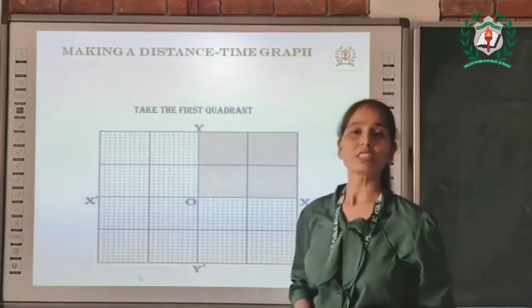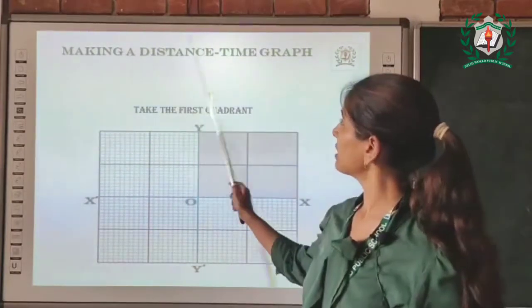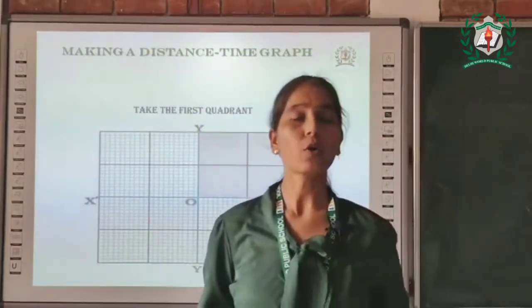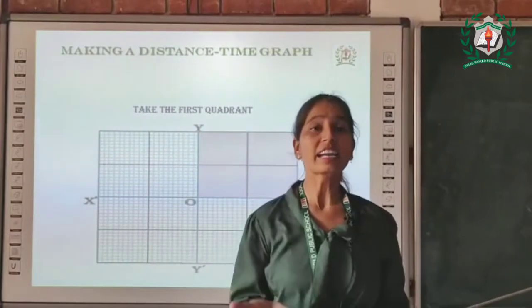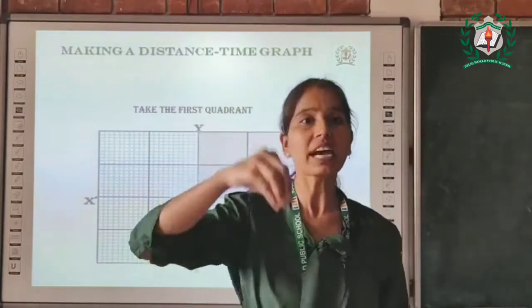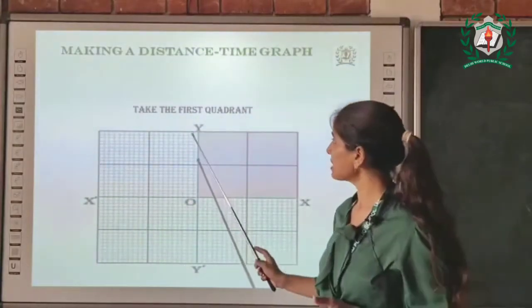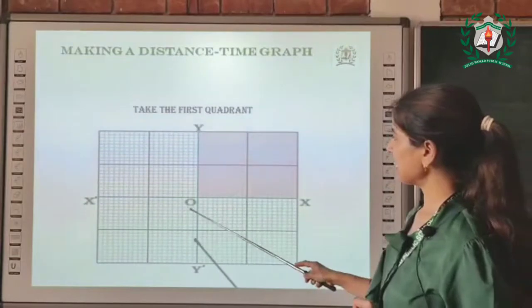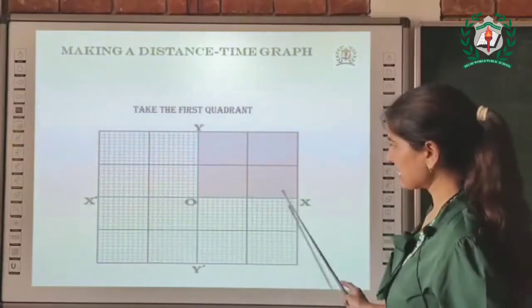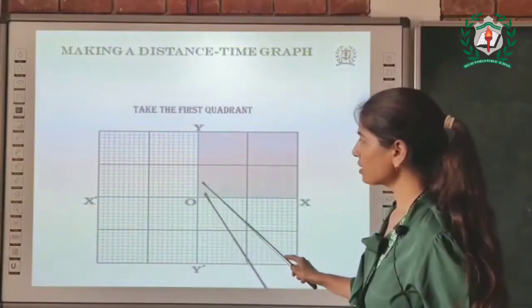Now we'll study some graphs. Firstly we will discuss the distance time graph. Okay, what is a distance time graph? A graph which represents the distance traveled by an object with respect to time is called a distance time graph. So firstly, we'll take the first quadrant. As you can see, this axis is the x-axis and this axis is the y-axis, and this point is known as O.